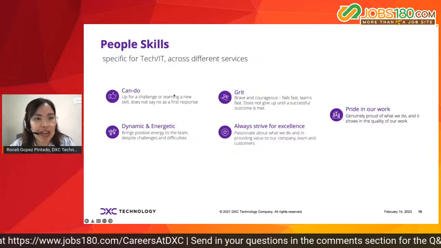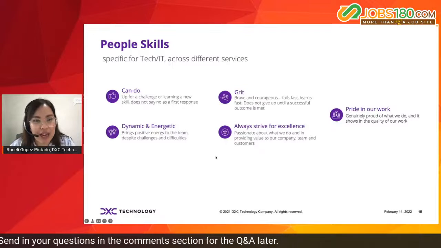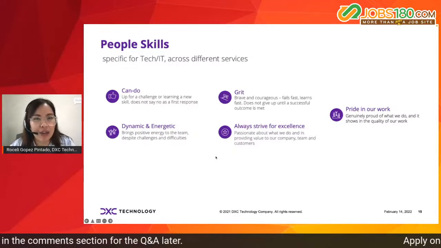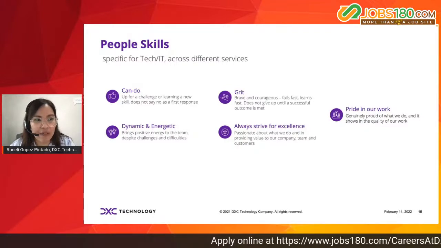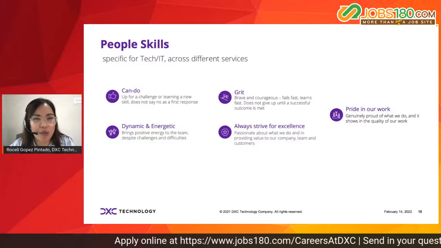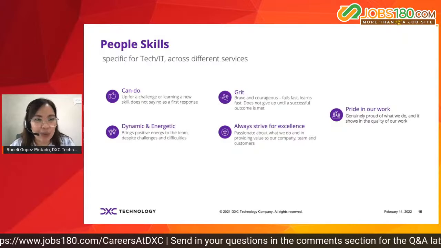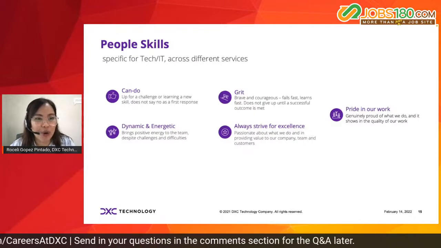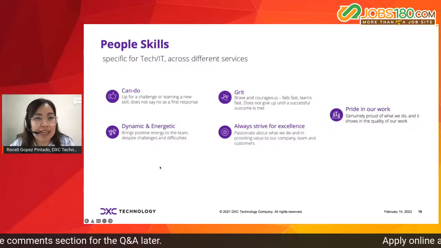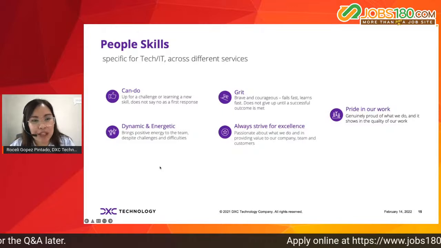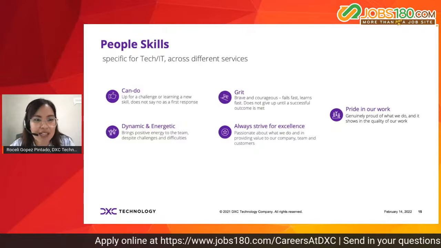So the first one would be having a can-do attitude. This just means you're always up for a challenge, or learning a new skill. You don't say no as a first response, especially in a field that is very dynamic and there's always something new, there's always a new challenge. Having that mindset or having that attitude of can do, right? Wanting to go through a challenge, it's really key. Being dynamic and energetic, right? Bringing that positive energy to your day, to the team, despite the many challenges and difficulties.